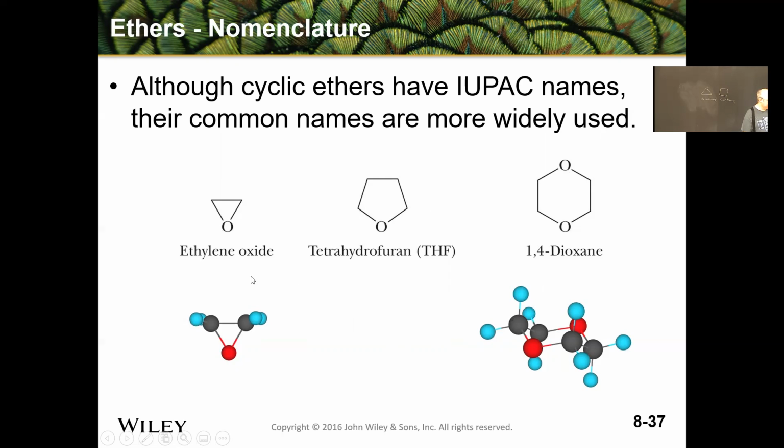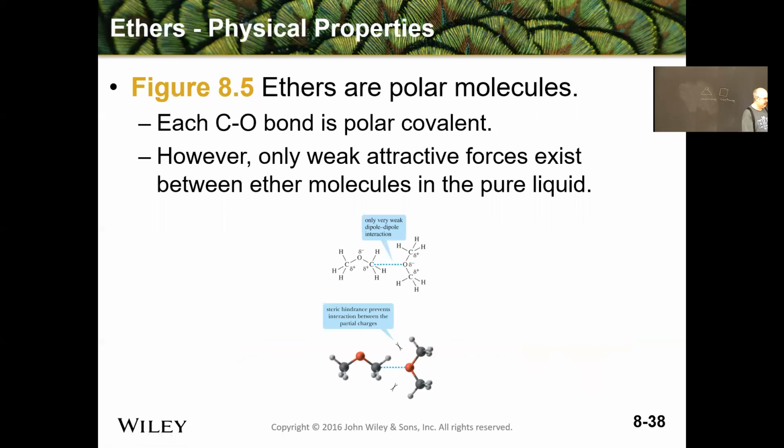Ethylene oxide is an important intermediate in the manufacture of a number of other organic chemicals. Even though the name includes ethylene, you can see there's no double bond. This comes from the idea that this started out as ethylene, and then we formed this oxide that bridged both of the carbons. That's like ethylene glycol. Ethylene glycol does not have a double bond, but it's made from ethylene.